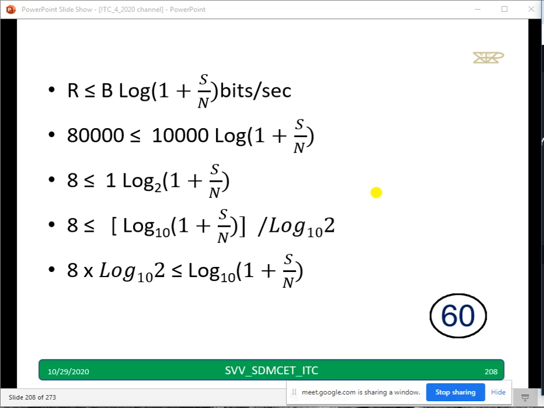Instead of base 2, we can take a base 10. Therefore, I am dividing log 1 plus S by N to the base 10 divided by log 2 to the base 10. And this will come by multiplication. 8 into log 2 to the base 10 is less than log 1 plus S by N. So let me wait for a minute. Somebody can write the answer in the chat box if they complete.